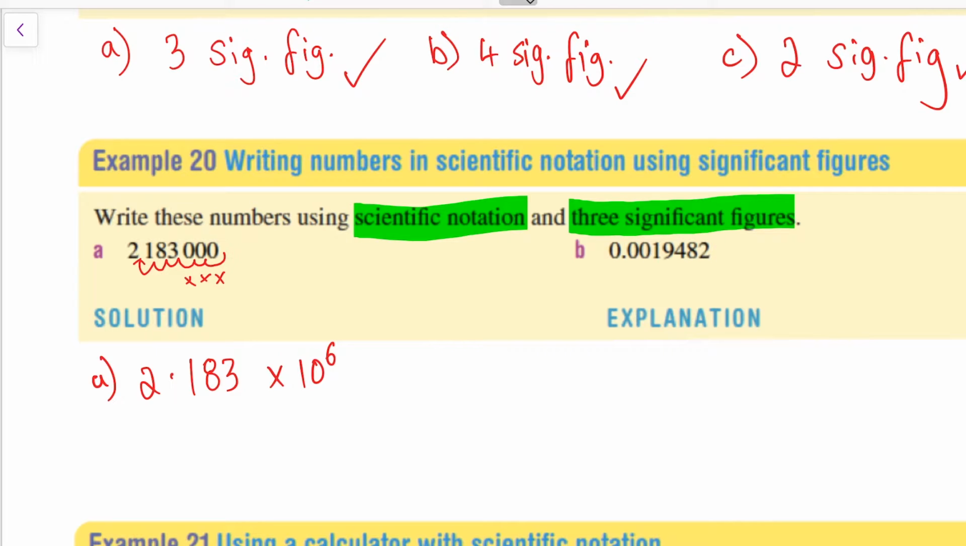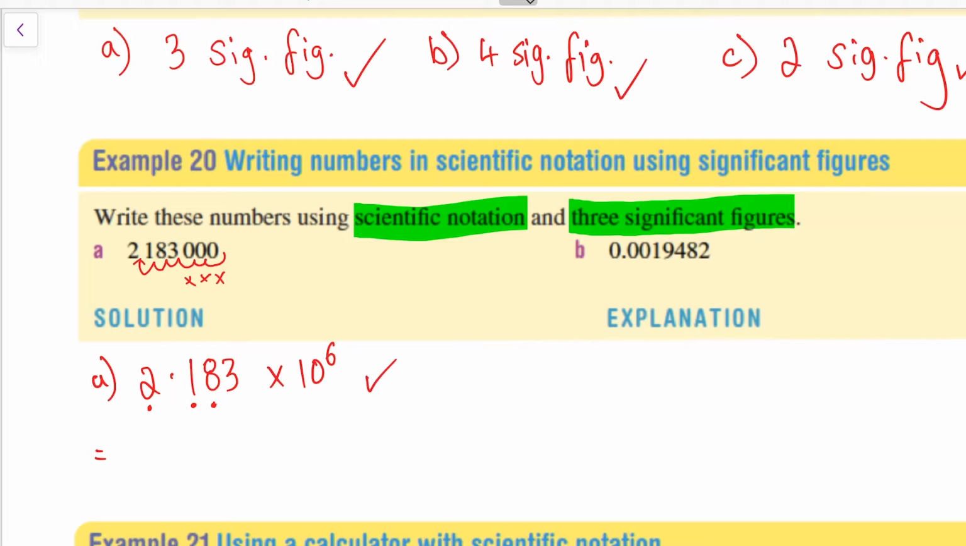The question has asked me to put it to 3 significant figures. So once you've got it in your scientific notation, well done. Now I'm going to get it to 3 significant figures, like rounding. Count. The 2 is significant, the 1 is significant, and the 8 is significant. That gets me 3 significant figures.